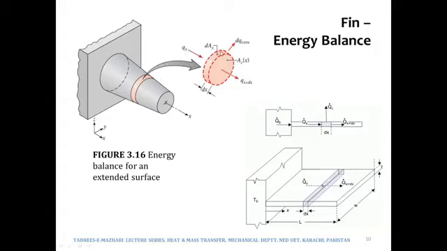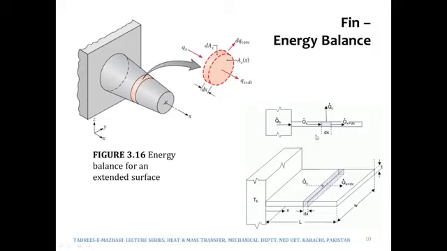Over here is taken a differential element in which Q is being conducted in, and the heat which goes out of this differential element is Q at x plus dx. So the Q which is coming in will be utilized in two ways. One part of it will be conducted further, or will leave the differential element, whereas another part of it will be transferred to the surrounding fluid via convection.